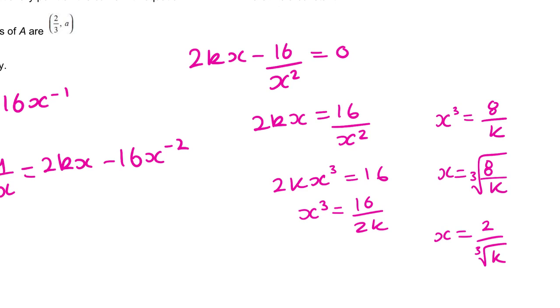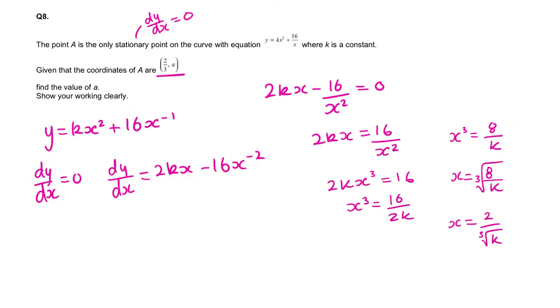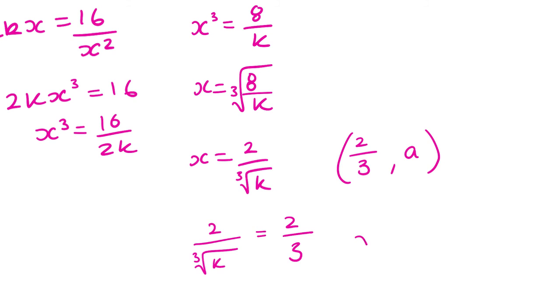Okay? It tells us the coordinates are 2 over 3, and a. So that means x equals 2 over 3. So 2 over the cubed root of k equals 2 over 3. So this tells me that the cubed root of k equals 3. So k equals 3 cubed, which is 27. So k equals 27.